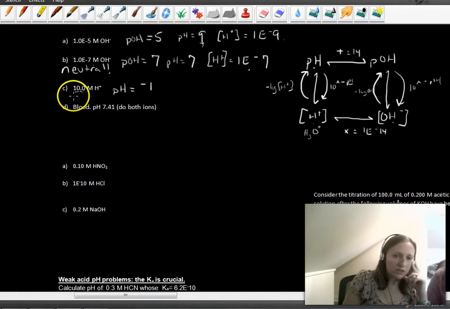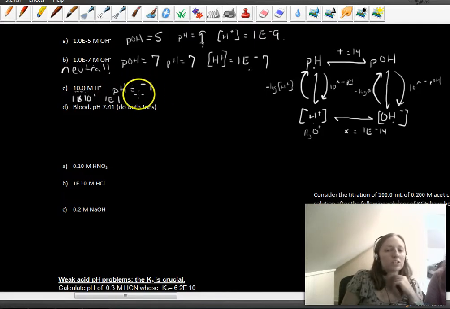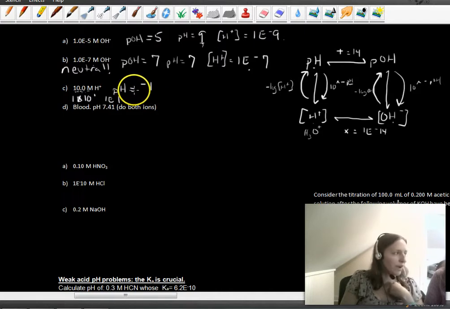This in exponential form is 1 times 10 to the first power, which is 1e1. The negative log of that is -1. So there you go, our pH is -1, but that's extraordinarily low. Well, yeah, you're dealing with 10 molar acid.